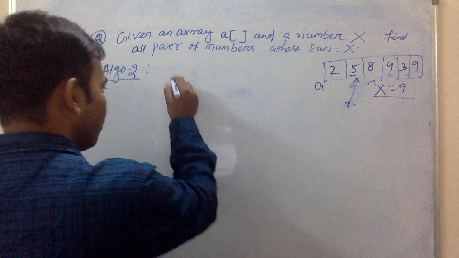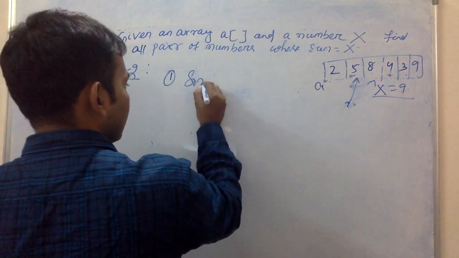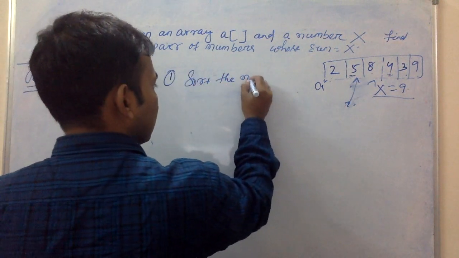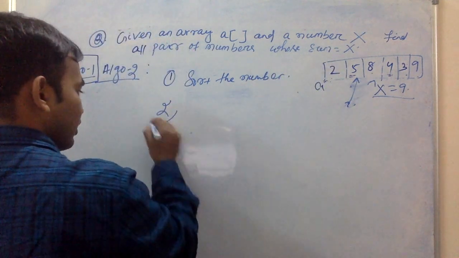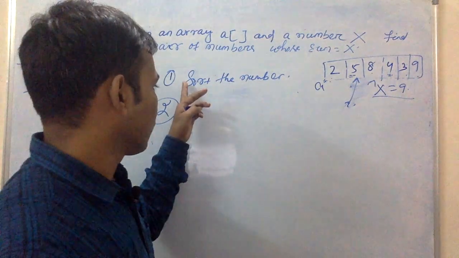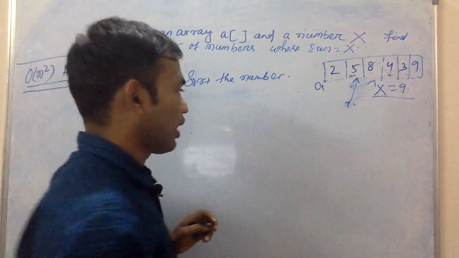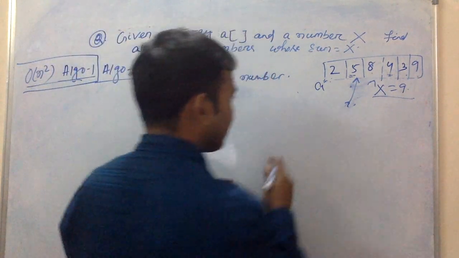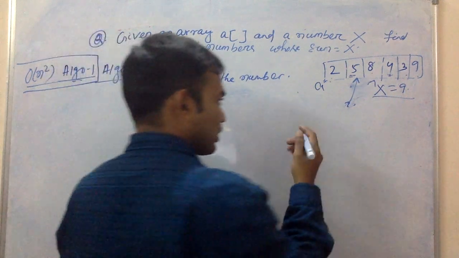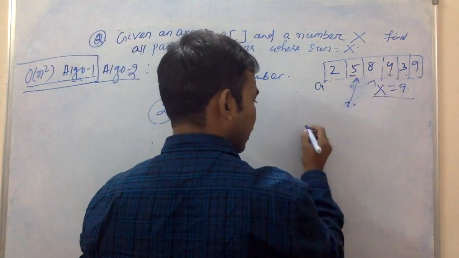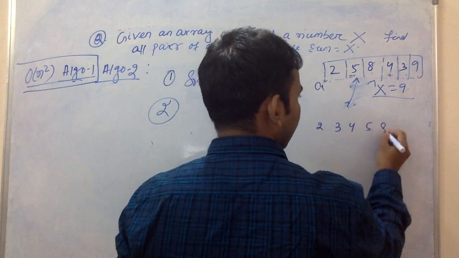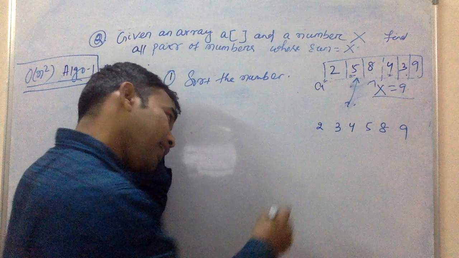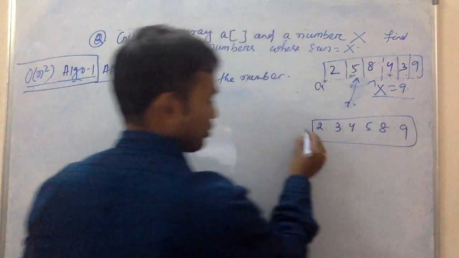So what you will do is sort the numbers in decreasing order. I'm just writing: sort the numbers. That is the second point of algorithm 2. Before writing the algorithm, let's understand how it will behave. I will first sort the numbers: 2 3 4 5 8 9. Now just think about it this way. This is the sorting.